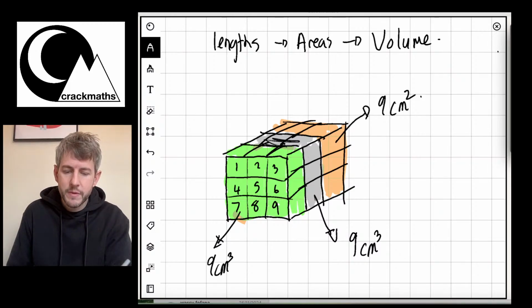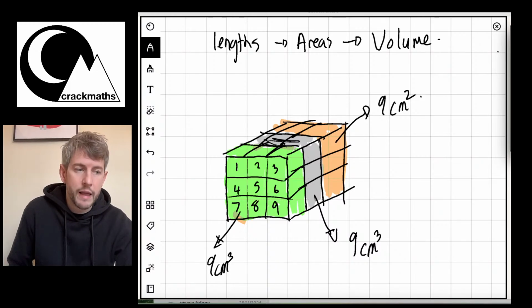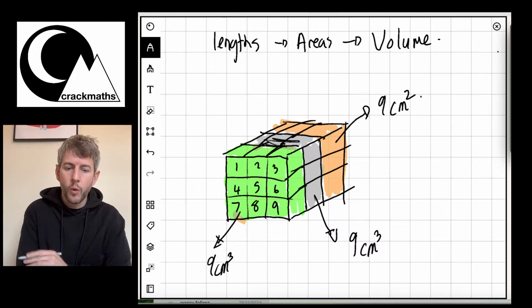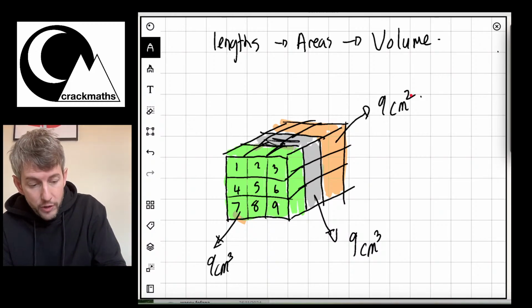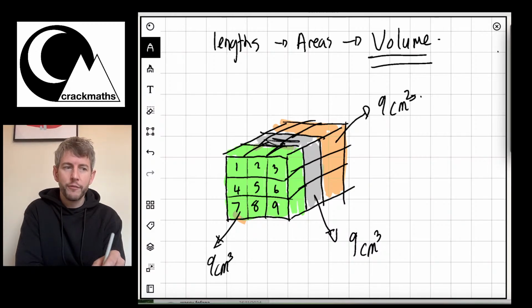We've got 9 centimetres cubed on the second level, and we've got 9 centimetres cubed on the third level. And this is what we're talking about when we're talking about volume. And I put squared there as well. So this is what we're looking at when we look at volume.